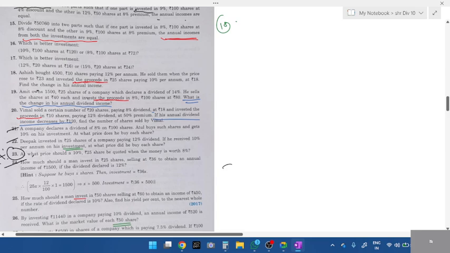18th one, what is given? Ashish bought how many shares? Number of shares? 4,500. Rupees 10 shares. Can you see rupees 10 shares is given? Then what is the nominal value? Paying 12% per annum. Whenever a percentage is given, it is the rate of dividend. Very good. Rate of dividend is how much? 12%.